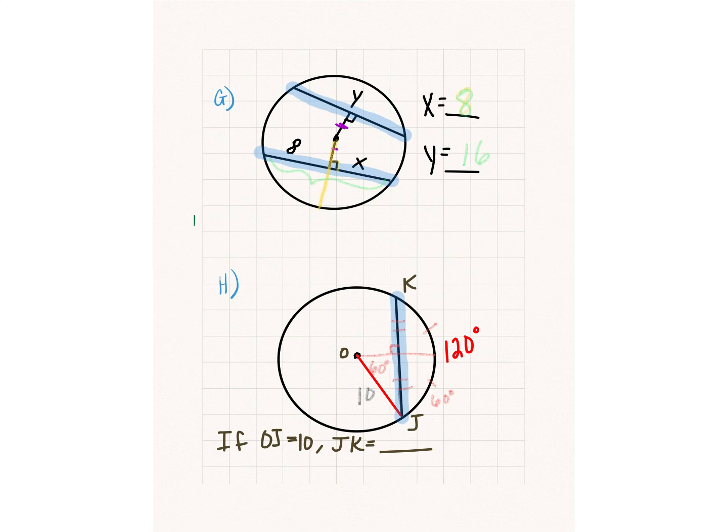So now I have a 30-60-90 triangle, and now I can find J to this middle point by using my 30-60-90s. If this is my hypotenuse, then that short side is 5, and so this long side is 5 radical 3. So I need to multiply it by 2 to get JK, so 10 radical 3 is JK.